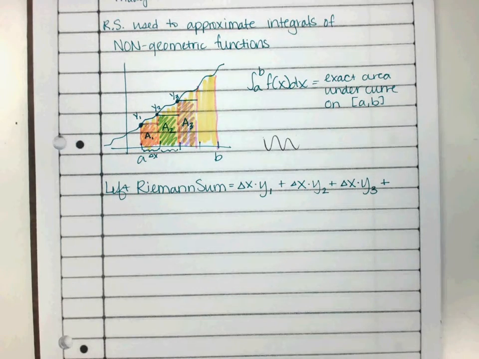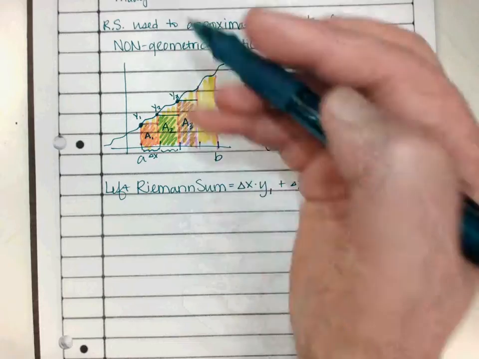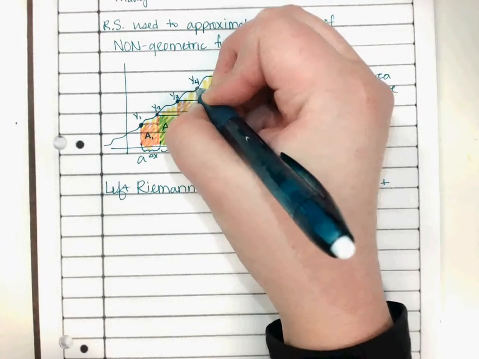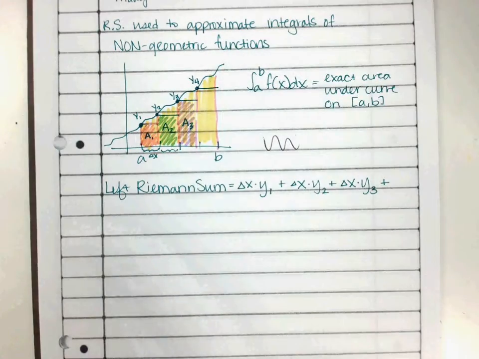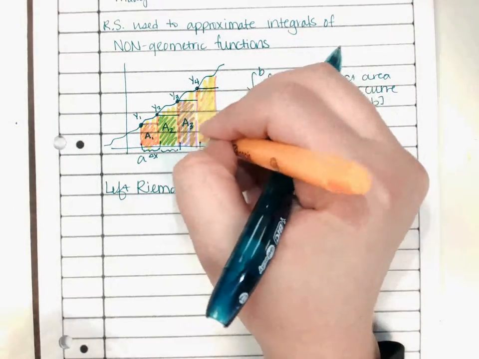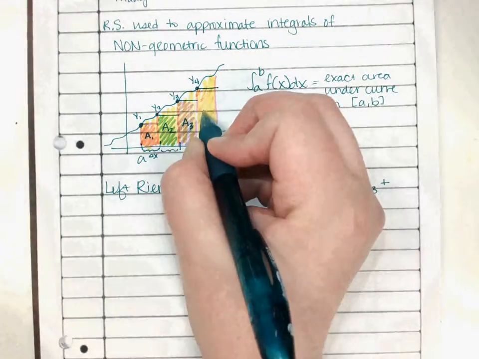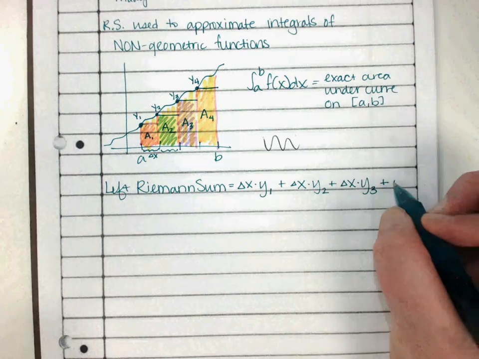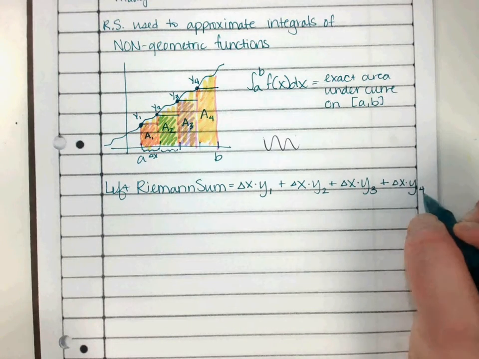Now, I have one more rectangle. Okay, and for my last rectangle, I'm going to use y4. I'm going to cut across. There's my fourth rectangle. And then to find the area, I would do delta x times y4.